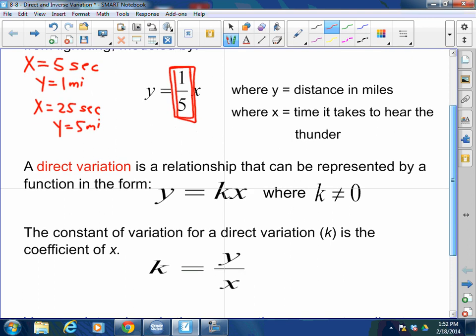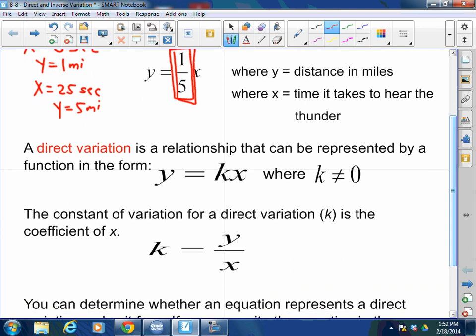A direct variation is a relationship that can be represented by the function in the form y equals kx, where k cannot equal 0, because if k equals 0, you just have y equals 0, and in that case there is no function. The constant of variation, this k, is the coefficient of x. It is being multiplied to x in direct variation. And if you solve for k by dividing x on both sides, you will see that k equals y divided by x.